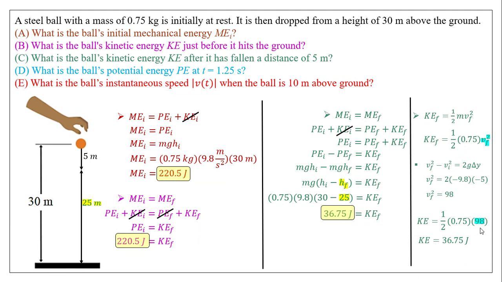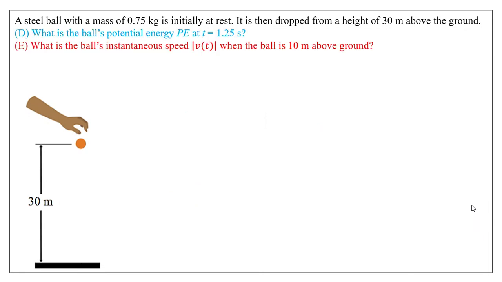And so I'm just going to plug that in the calculator and I'll get the same answer. So pick a method that you like. Conservation of energy is pretty safe. Kinematics, if you're pretty solid about it, feel free to use it. Other than that, you can see the answer is the same, 36.75 joules. Let's go ahead and crack out part D. Part D asks us to find the potential energy at 1.25 seconds. To find PE at 1.25 seconds, I need mgHF. Well, here mass is given as 0.75.